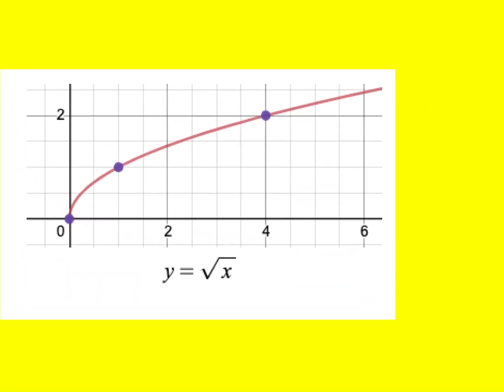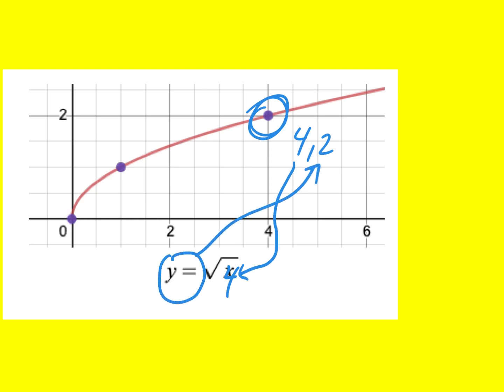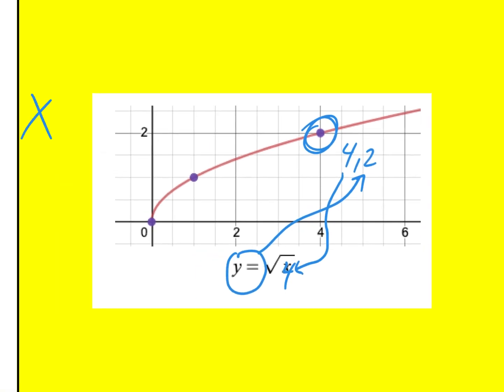What else? You need to know this one. It's a square root graph. You know, if you put in a 4, square root of 4 is 2. That's why this point right here is 4 comma 2. You put in a 4, and the y will equal 2. See?